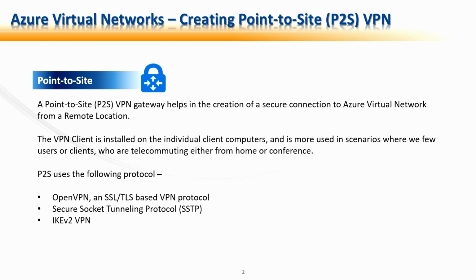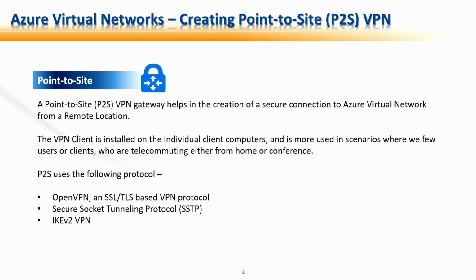Now, point-to-site connections do not require a VPN device or a public-facing IP address. They create the VPN connection over either SSTP, which is the Secure Socket Tunneling Protocol, or IKE version 2. And they also often use OpenVPN. And when to use what?